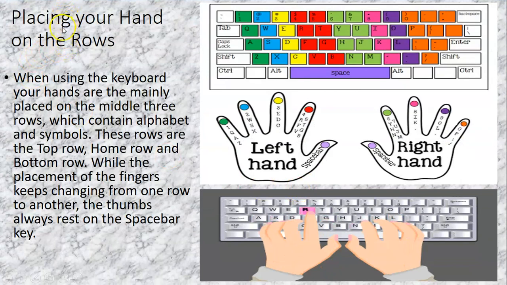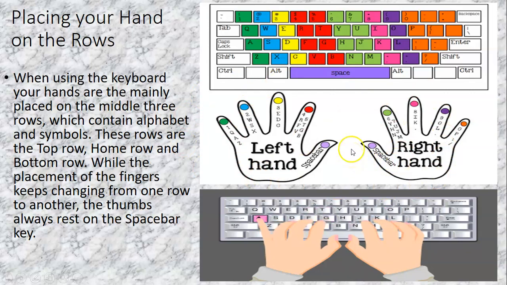Then placing your hand on the rows. Children, now you have your left hand and your right hand, your space bar. You see the space bar is written over here. What you have to do is place your thumbs always onto your space bar over here. So here it is in the picture, it is showing you how you should be doing the typing.